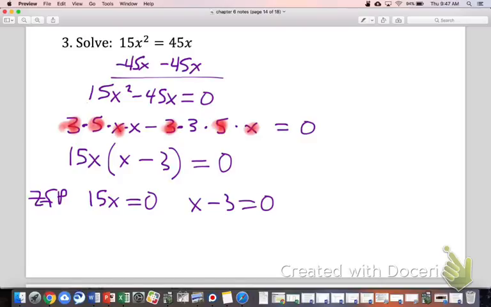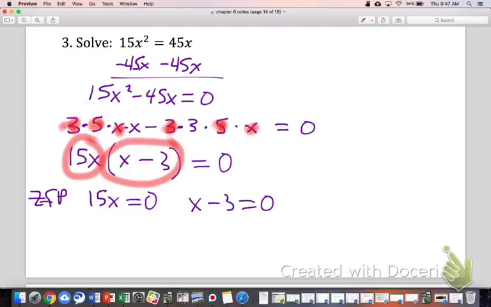And at this point what I've done is I've set each factor equal to 0. Think about those words. Here's the first factor, 15x. Here's the second factor. And this goes back to that number game. If I told you, hey, I'm thinking of 2 numbers, and they multiply to be 0, what's one of the numbers? You would have to say 0.